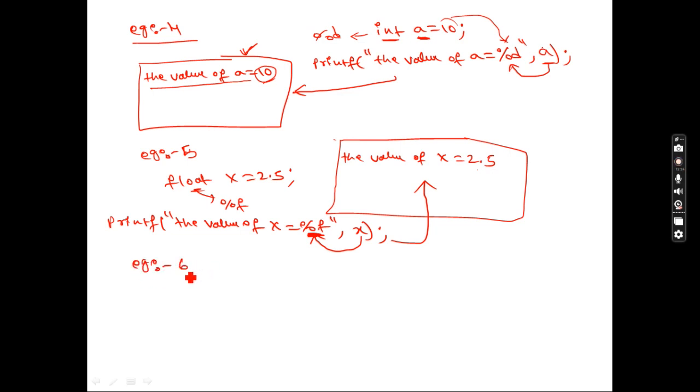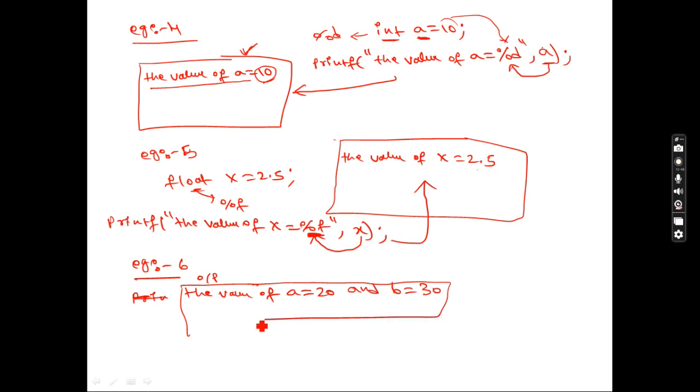Now my question is output screen 6. I want the output like this: the value of a equal to 20 and b is equal to 30. This is the output I want. Suppose I created one variable a equal to 20 and b is equal to 30. Now you tell me what I will write to get the output like this.